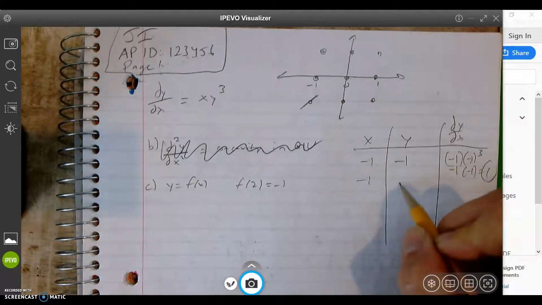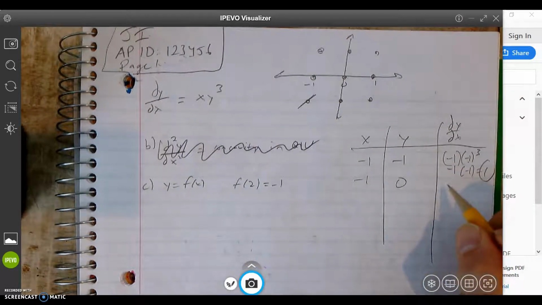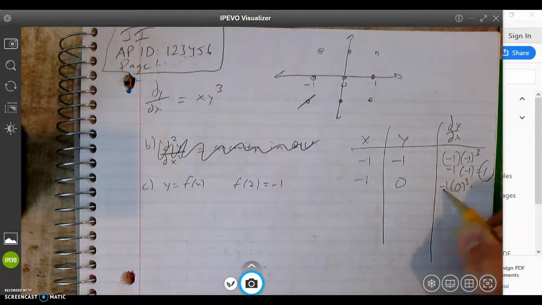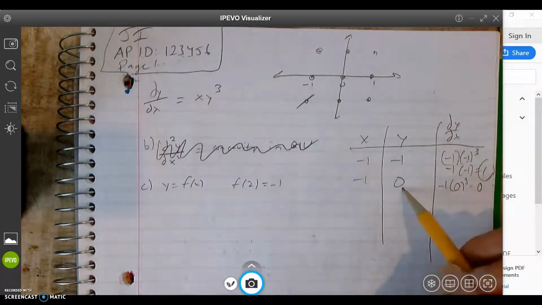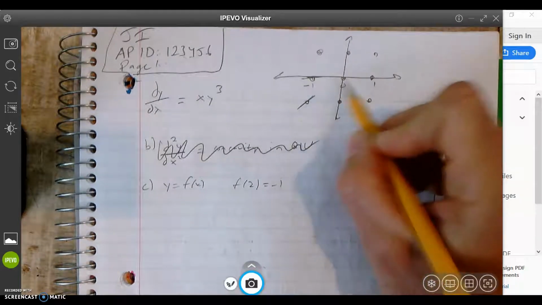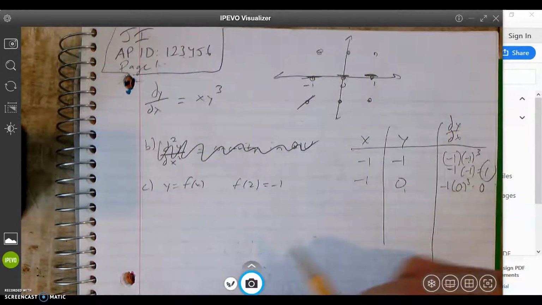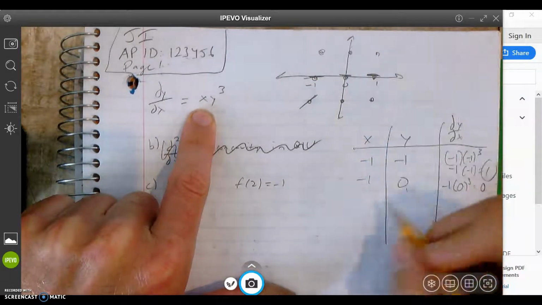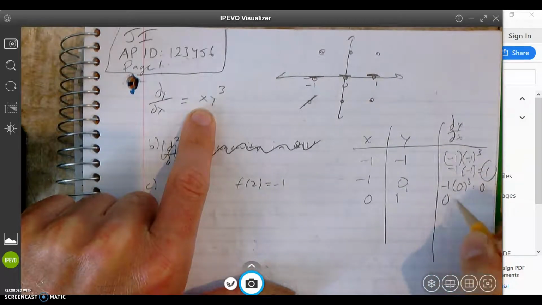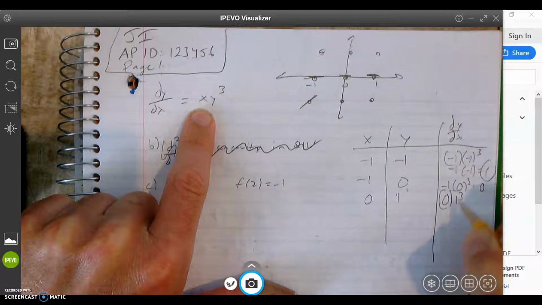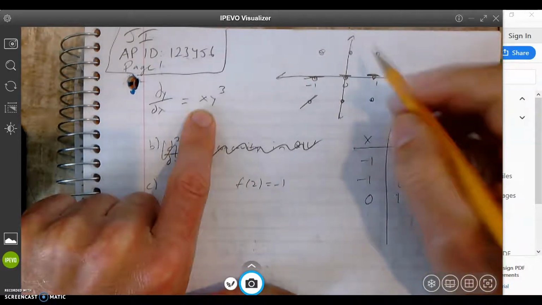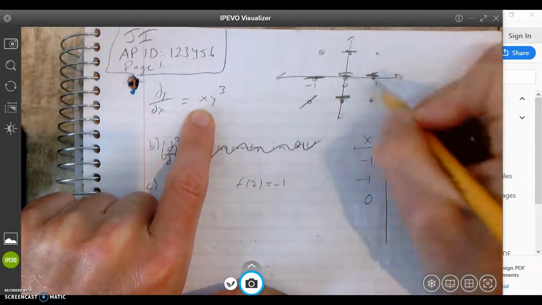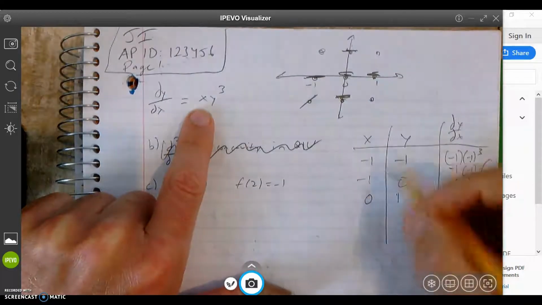So let's go -1, 0 next. So that's -1 times 0 to the third, which is just 0, because 0 times anything is 0. So anytime y is 0, the whole thing is going to be 0. And also, if x is 0, like 0, 1, for example, that's going to be 0 times 1 to the third, which is also 0. So it looks like anytime x or y is 0, you have 0 slope. So these 1, 2, 3, 4, those are all 0. Bam.